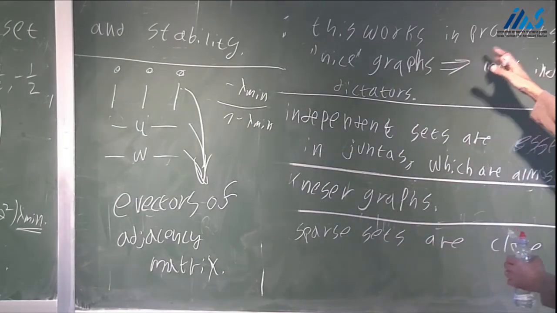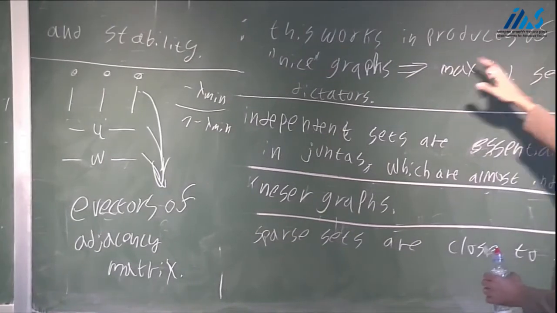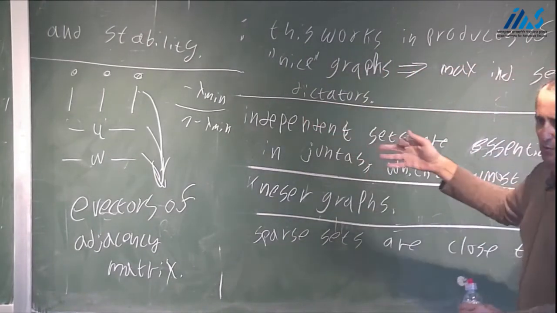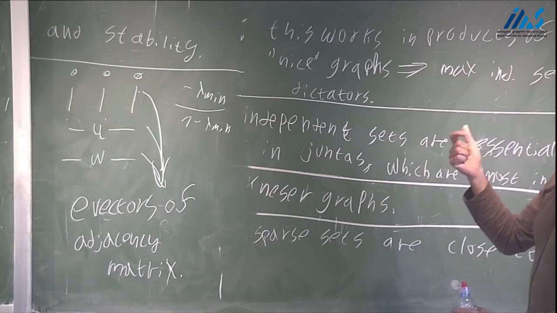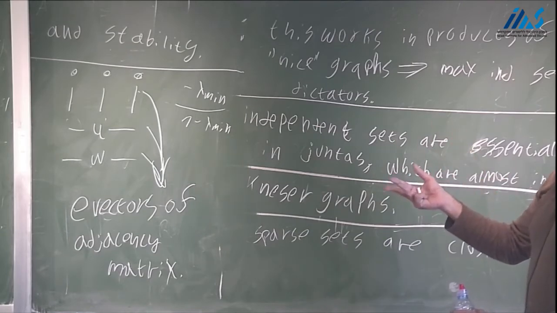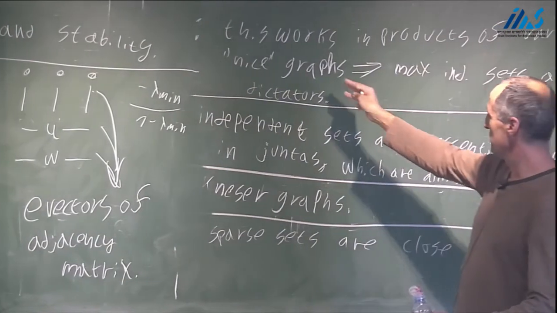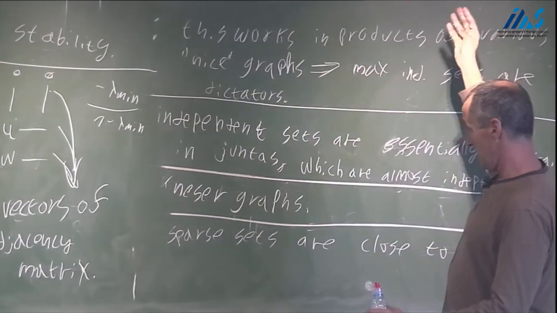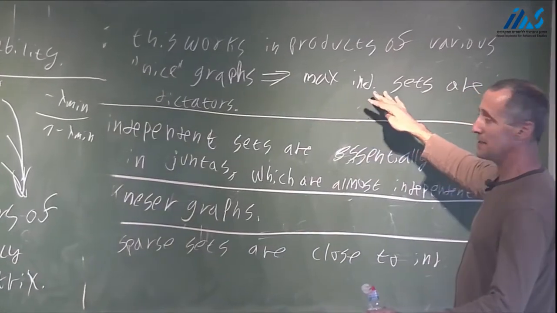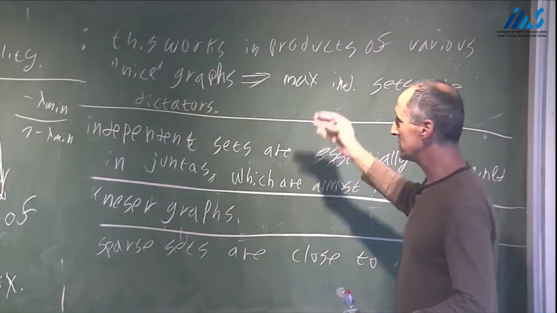So this works in products of various nice graphs, where nice was regular, connected, non-bipartite, and the Hoffman bound is tight for them. So if that's true for the base graph, it works in the products, and there all maximal independent sets have to be dictators, and you have stability.